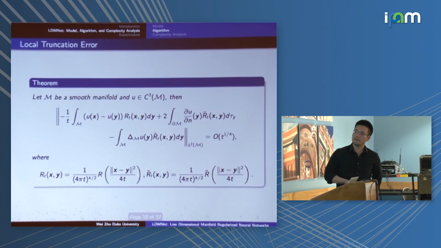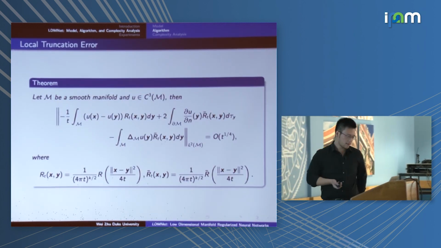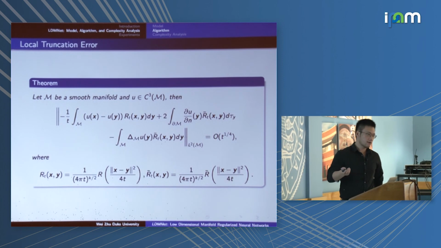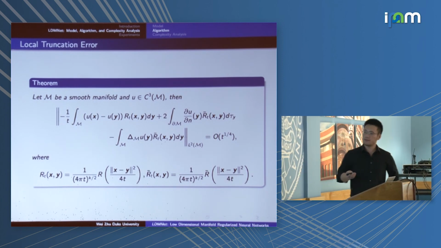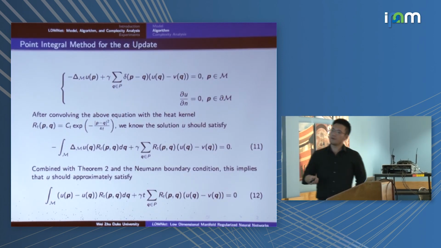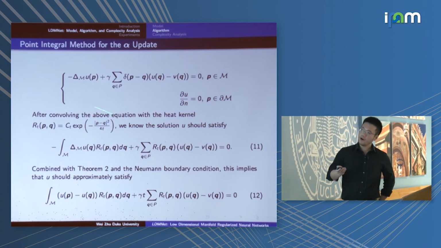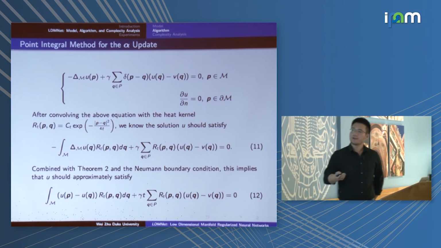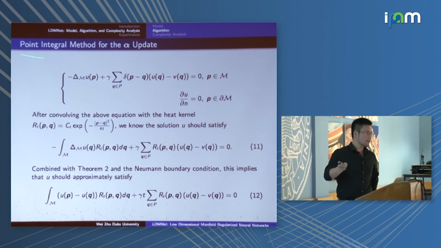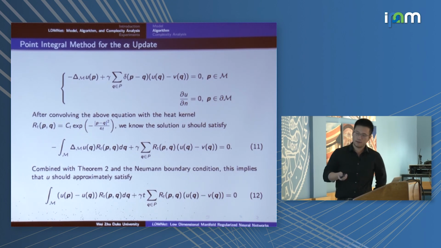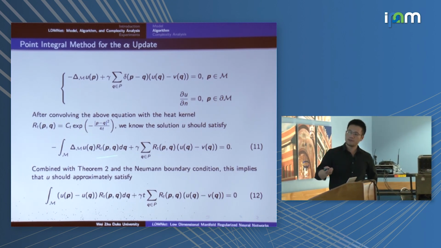So here is a local truncation error analysis. You can prove that this is an O(h^{1/4}) estimation. Okay, so now we know that in order to solve this Poisson equation, you can first convolve the first equation with a heat kernel. This will give you this term.